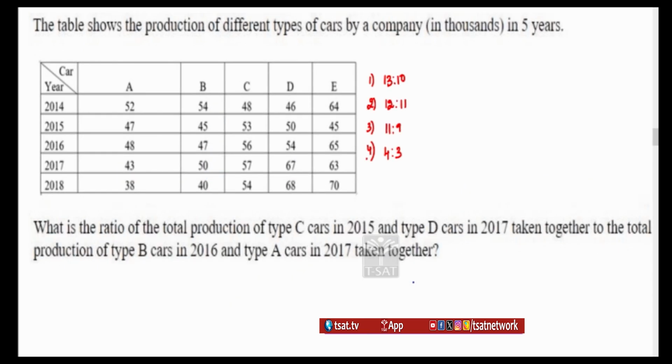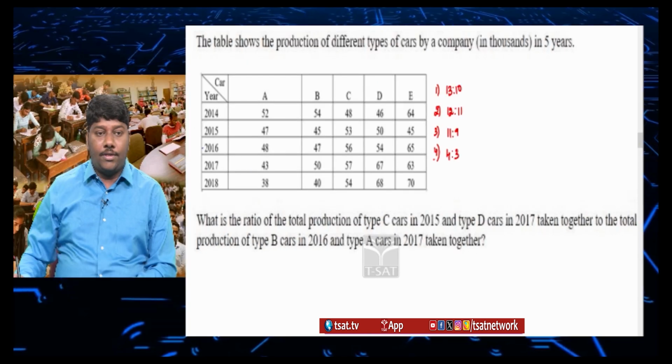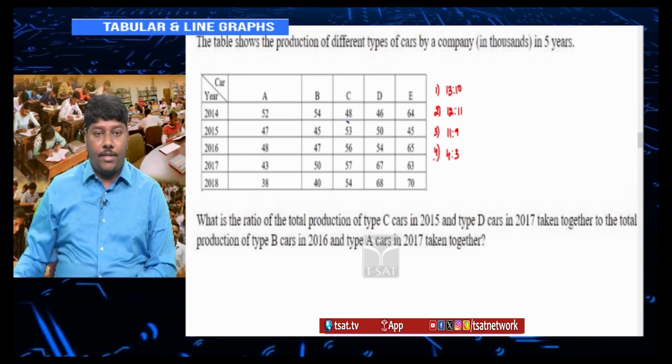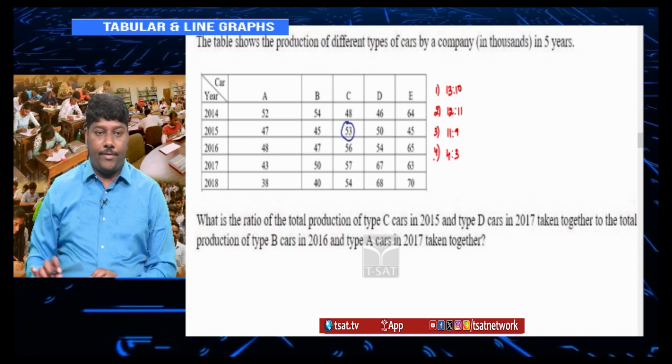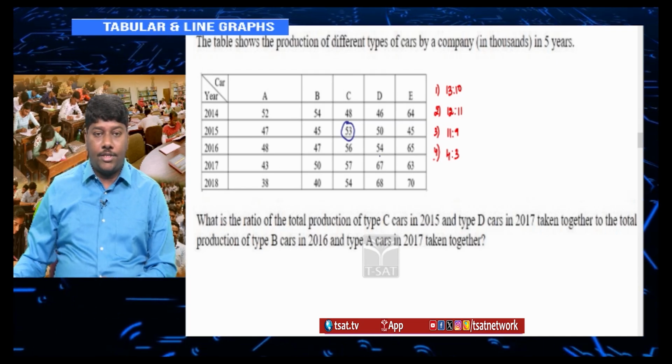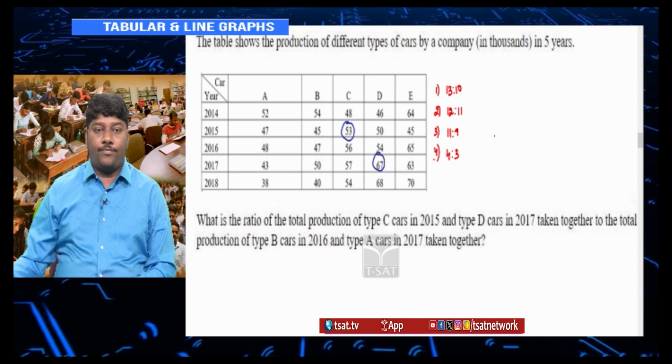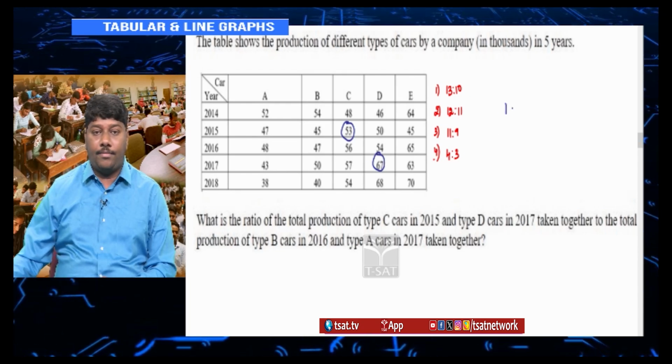What is the ratio of the total production of type C cards in 2015 and type D cards in 2017 taken together to the total production of type B cards in 2016 and type A cards in 2017 taken together? So, he is asking you the ratio. Total production of C in 2015, C is 53. Then after type D cards in 2017, type D in 2017 is actually 67 plus 53 is 120.